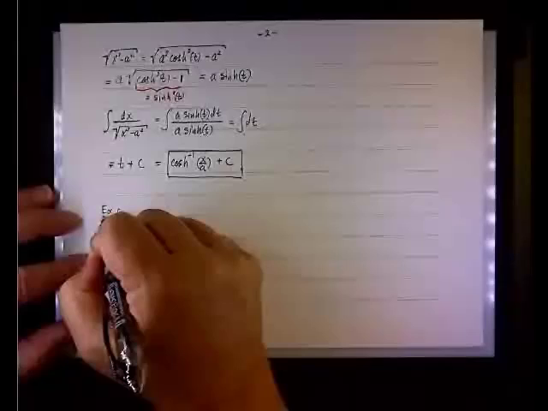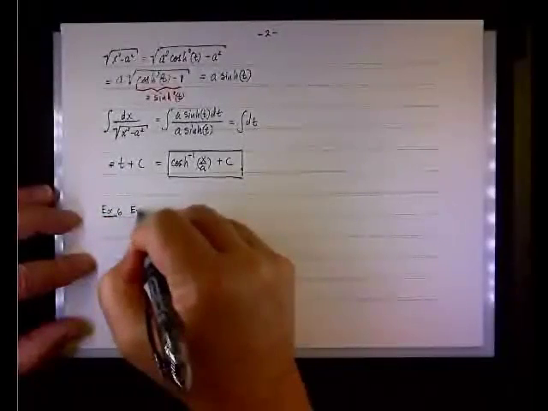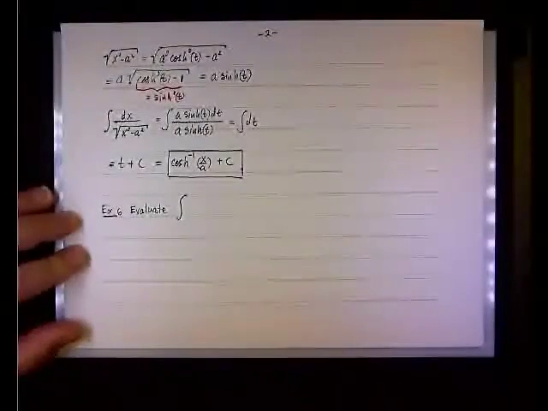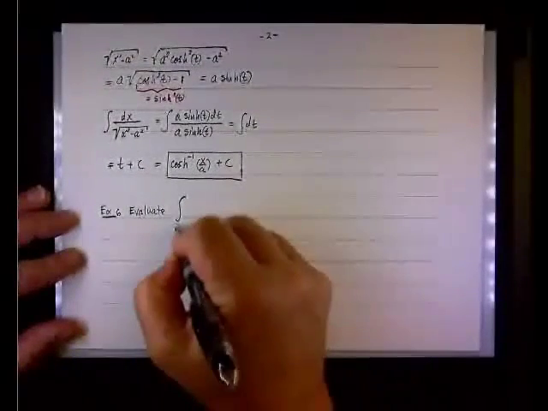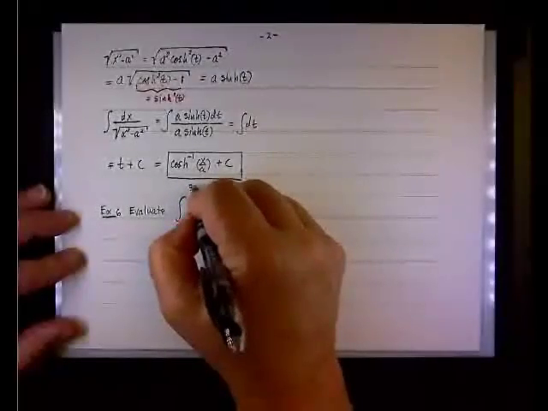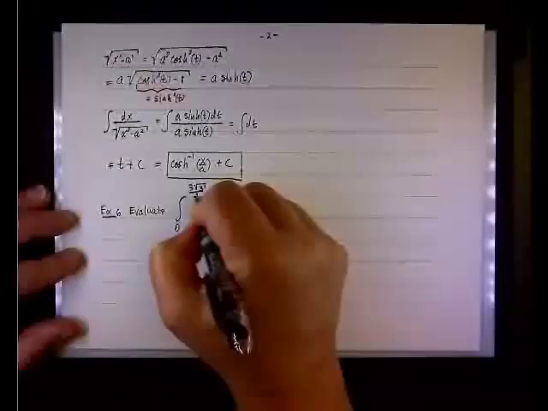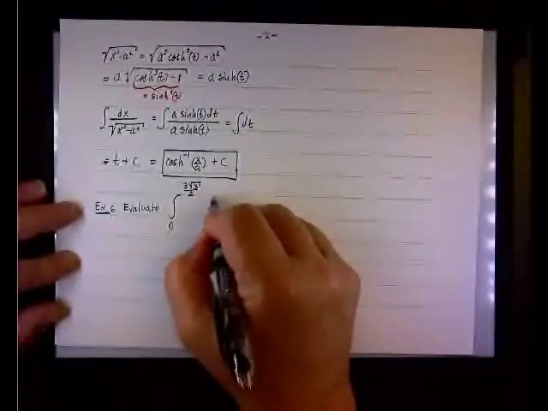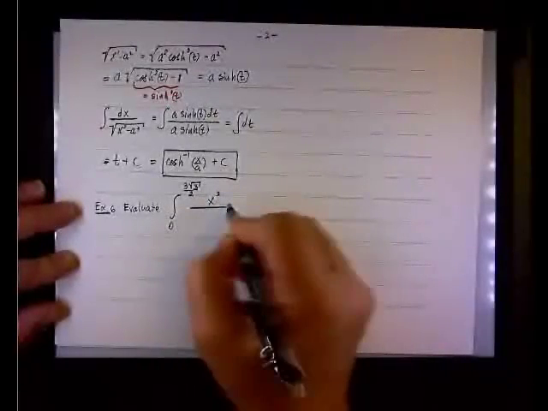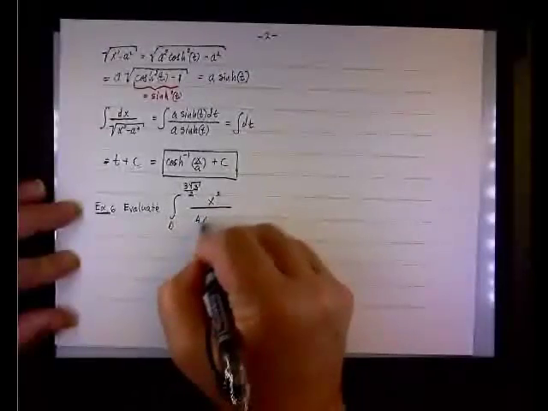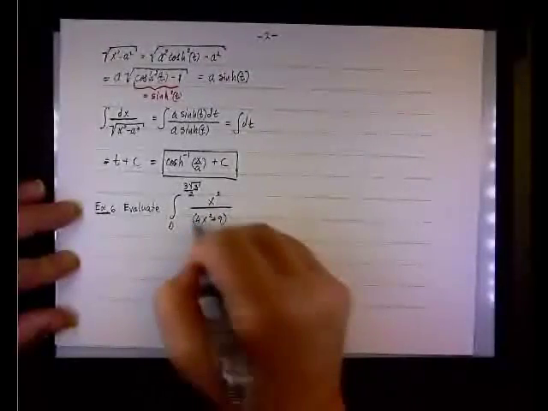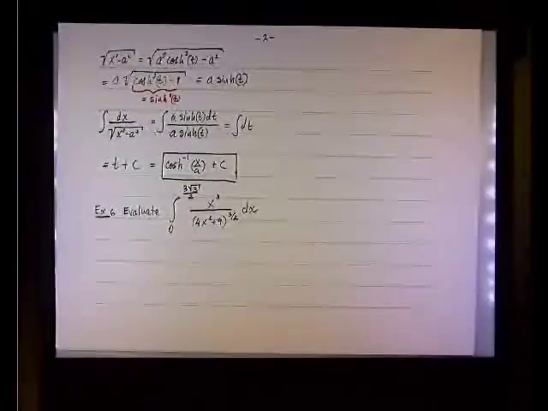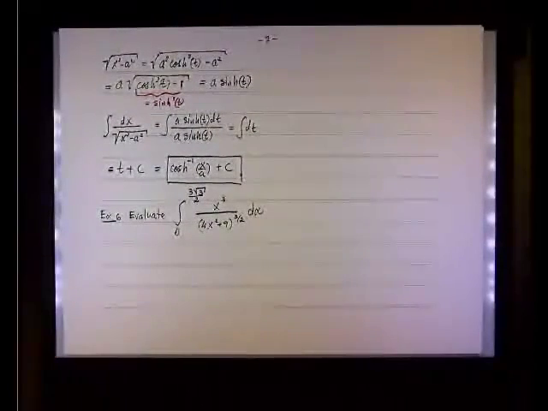Example 6. We want to evaluate the following nasty-looking integral. First of all, it's a definite integral. The boundaries are 0, and then the upper boundary is 3 square root of 3 over 2. So that gives you a glimpse of the nastiness of this problem. The integrand, x cubed on top, the bottom we have 4x squared plus 9, all of it raised to the power of 3 halves, dx. So you can see that this is not your everyday integral.